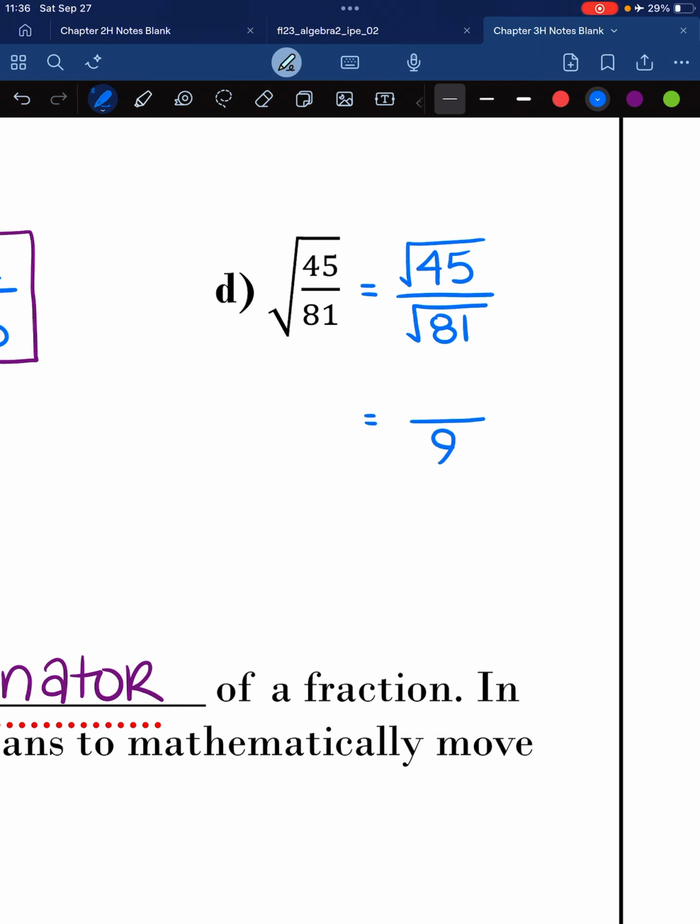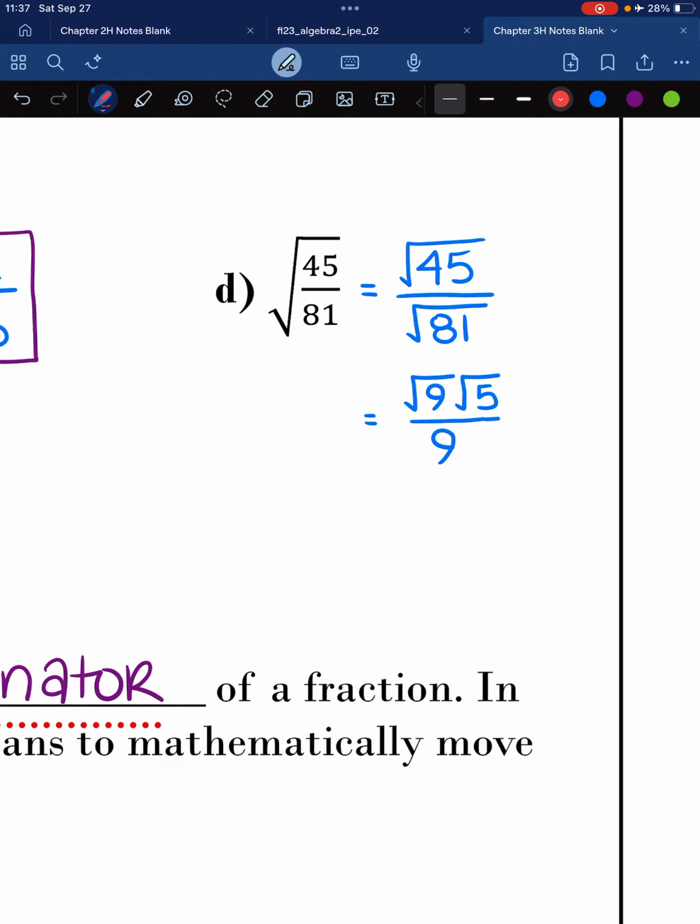Okay, but my numerator, I need to look at the square root of 45 and ask myself, can I divide 45 by a perfect square? And in fact, I can. I can split 45 up into the square root of 9 times the square root of 5, right? Because 9 times 5 is 45. 9 is a perfect square.